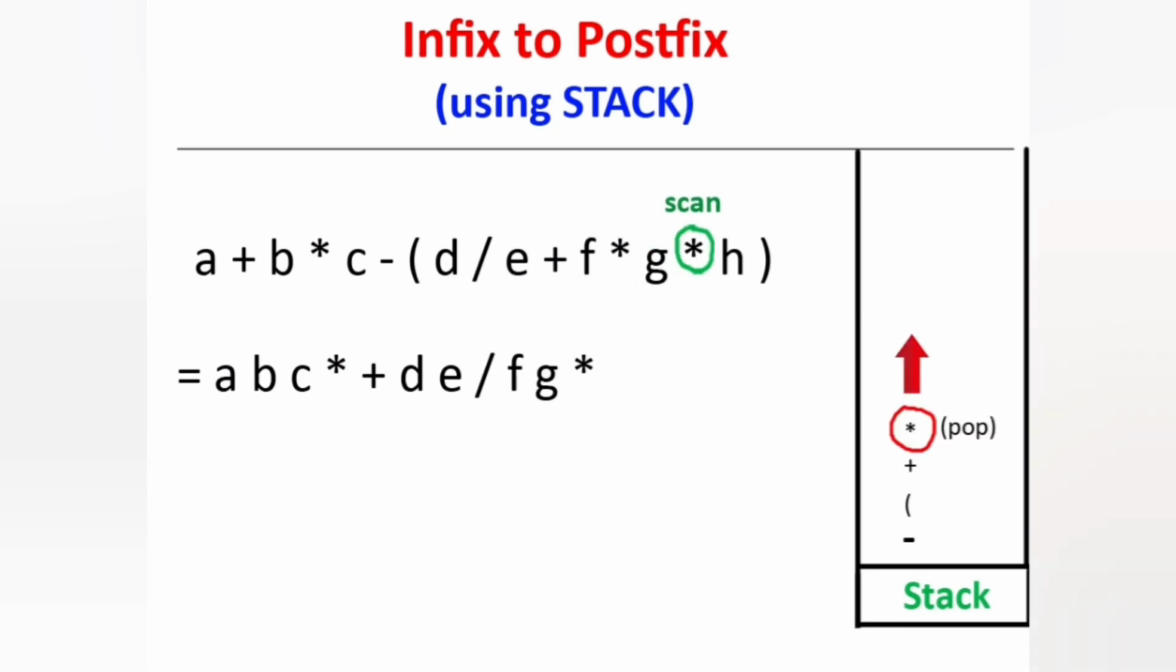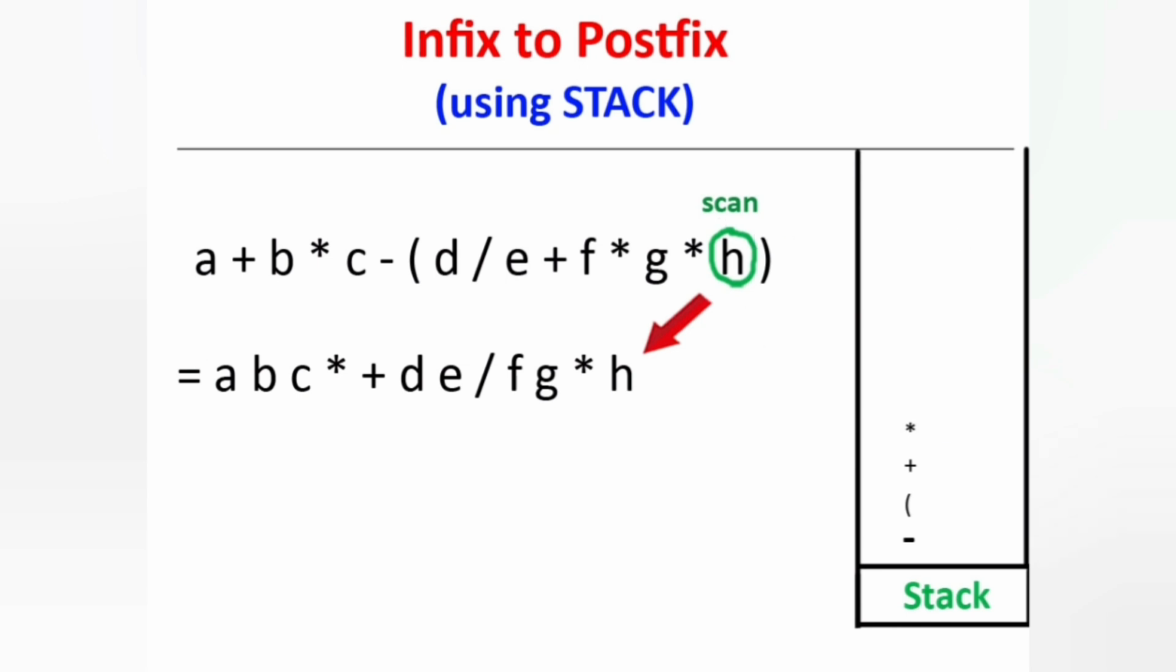Now the next scanned item is multiply. Again, same story. In the case of star, the exact same operator, the multiplication, is already present. A multiplication on top cannot have another multiplication placed on top of it. It is not possible. So the multiplication which was already present before is first popped out and placed here. Then after that, the other multiplication can be placed.